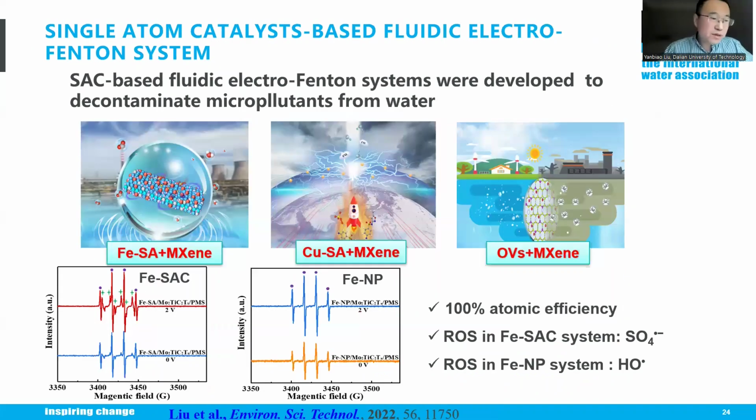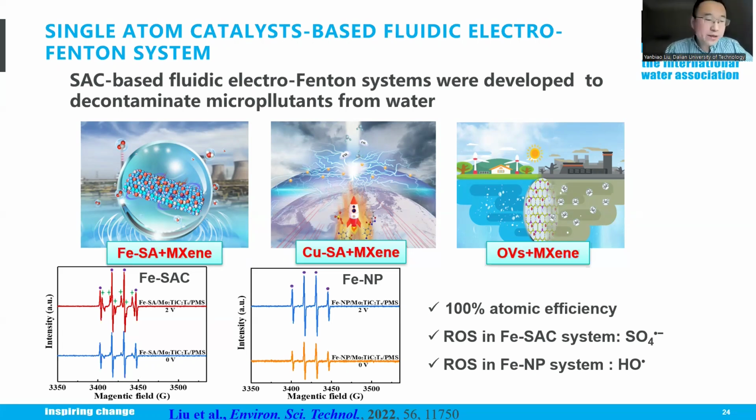Another example is about the single atom catalyst. Since single atom catalysts are ideal for catalytic applications due to their almost 100% atomic efficiency, we have developed a single atom catalyst based flow-through electrofiltration system using different single atom catalysts such as iron, copper, or cobalt, and they all demonstrated enhanced oxidative capabilities.